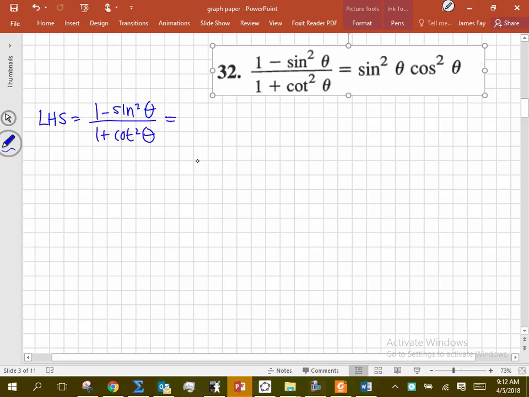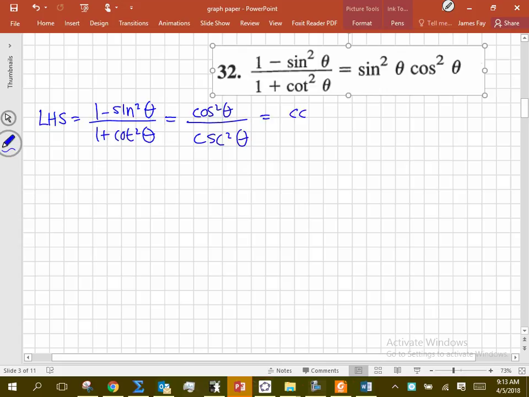Are there any substitutions there that you notice that we could make pretty easily? Okay, 1 minus sine squared is cosine squared. Okay, and 1 plus cotangent squared is the same thing as what? Cosecant squared. Okay. Not the only way you can do this or have to do this, but why is that beneficial?